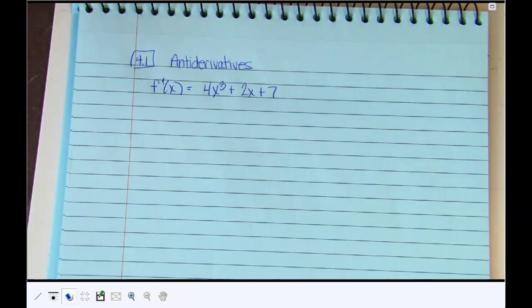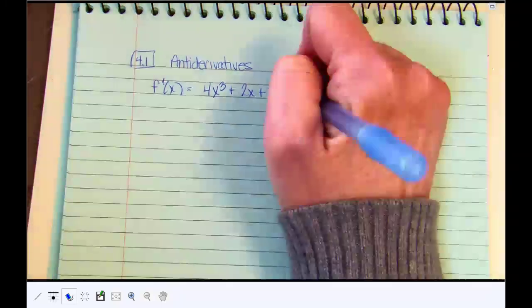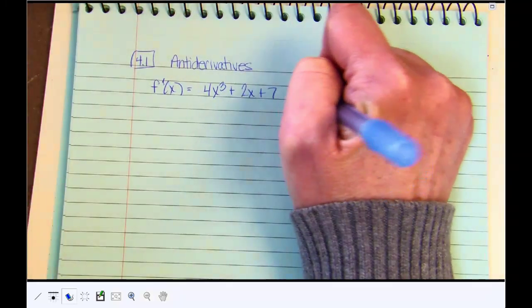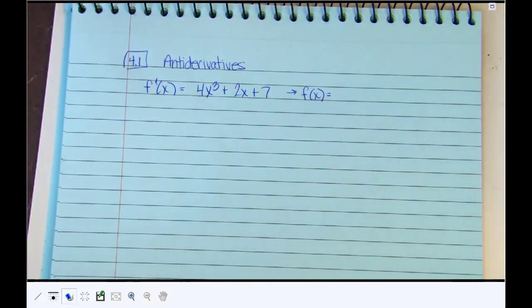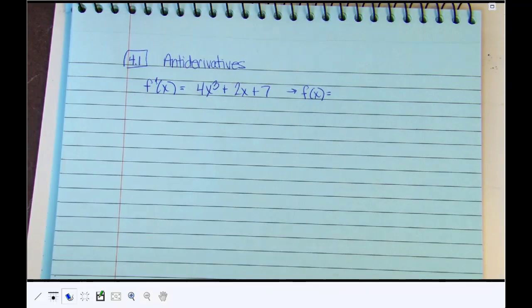Will you ever end up giving us a value for C? Oh, what a great question. We're going to talk about that today. It's just not real. Is there a special notation for an antiderivative? Yep, we're going to go there too. Okay, so if f prime is 4x cubed plus 2x plus 7, what's f of x?